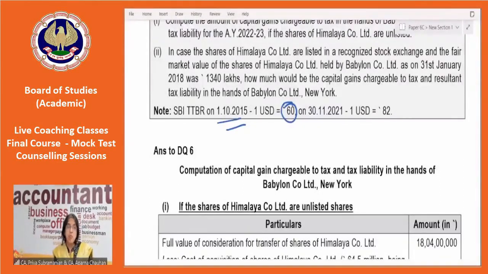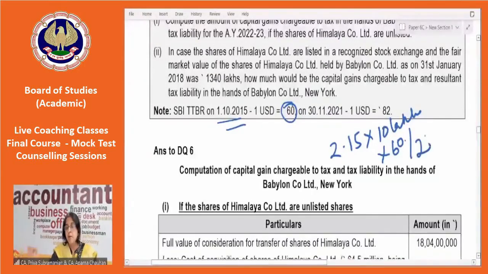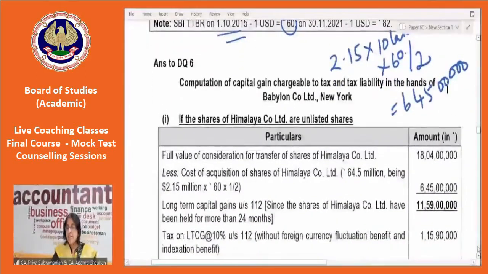And divided by 2 because only 50% is being sold. Okay, so it's 645 lakh. So it's 2.15 into 10 lakh into 60 rupees divided by 2. That will give you 645. Sale price is directly given, 1,804 lakh, so the difference is long term capital gain.